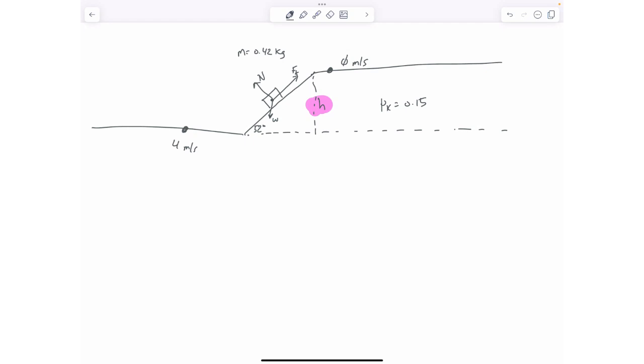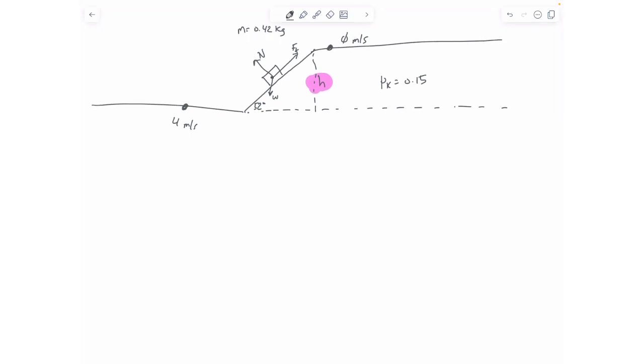So the first thing I would like to do is at the top of this hill, when it's 0 meters per second, all we have is potential energy. There is no kinetic because it's not moving at all, right? So there's no velocity. It's all potential. So initially, at the top of the hill, all we have is just potential energy. That's it.